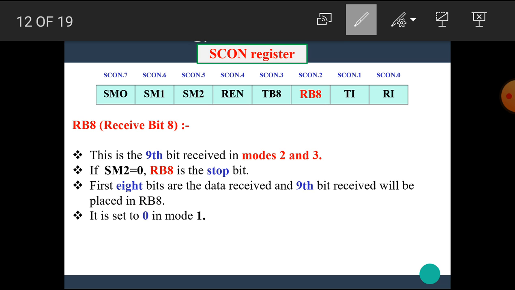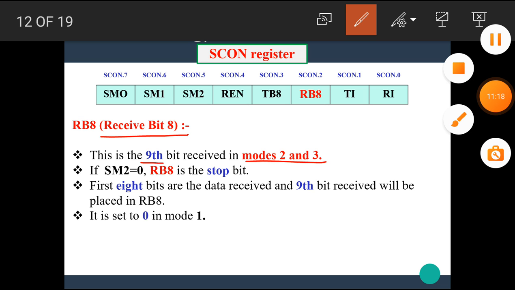Now the next bit is RB8. RB8 stands for receive bit 8. This is the ninth bit received in mode 2 and mode 3.